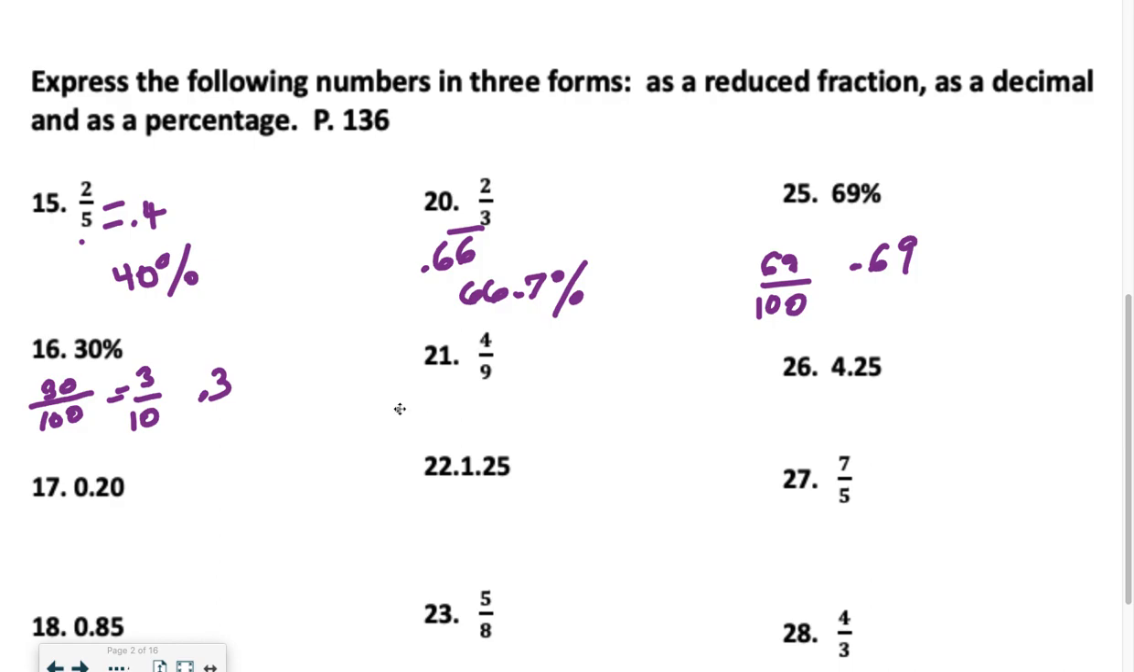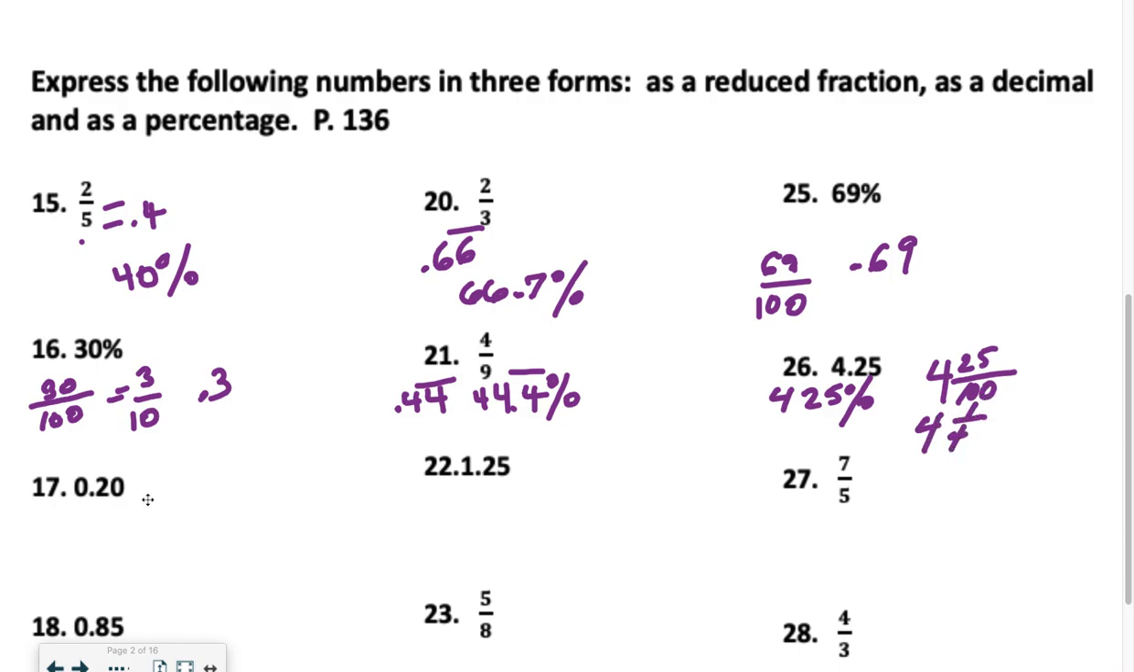4 over 9, if you put in your calculator, would be 0.4 with a bar over it, or 44.4% when you move 2 to the right. This would be 425% as a percentage, just moving 2 to the right. This would be 4 and 25 over 100 because you'd want to write this as an improper fraction into a mixed number, 4 and 1/4.